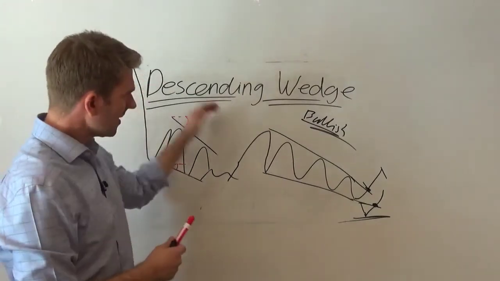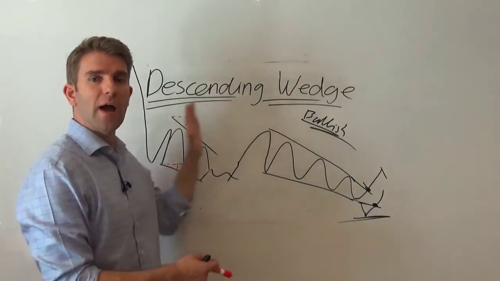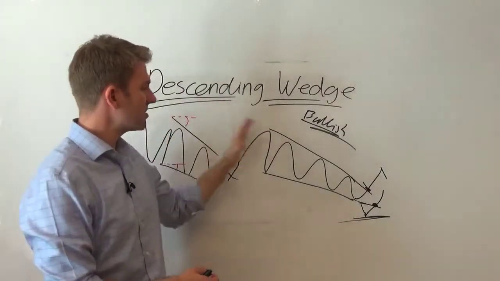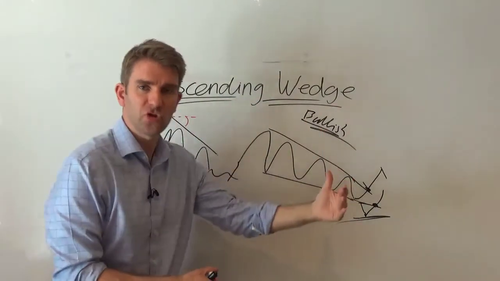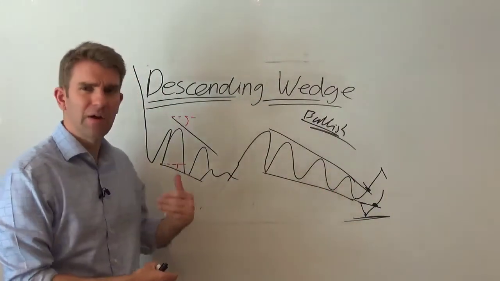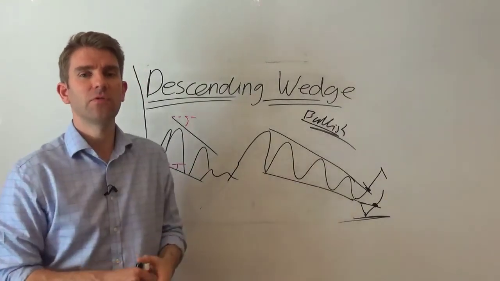So that's the descending wedge, guys. Generally a bullish pattern, but my take on it depends on where you see it, the price point, and what's happened before, as to whether you just go straight in and not worry about it, or whether you want to see a little bit of price action, a little extra confirmation first before you take the trade.